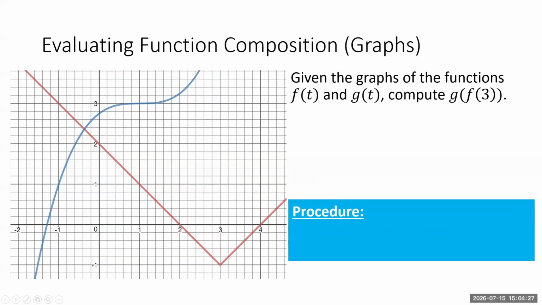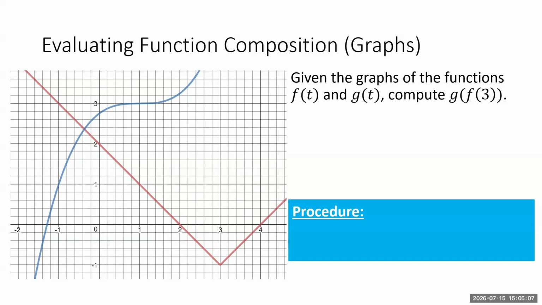Evaluating function composition from graphs. Here, we have an xy grid with the range of the x values going from -2 to 4, and on the y-axis, the range of values going from -1 to 4. We have two functions represented, one in red and one in blue. The one in blue is a cubic function with its saddle at the coordinate pair (1, 3). And the second function in red is the absolute value function with its vertex at the coordinate pair (3, -1).